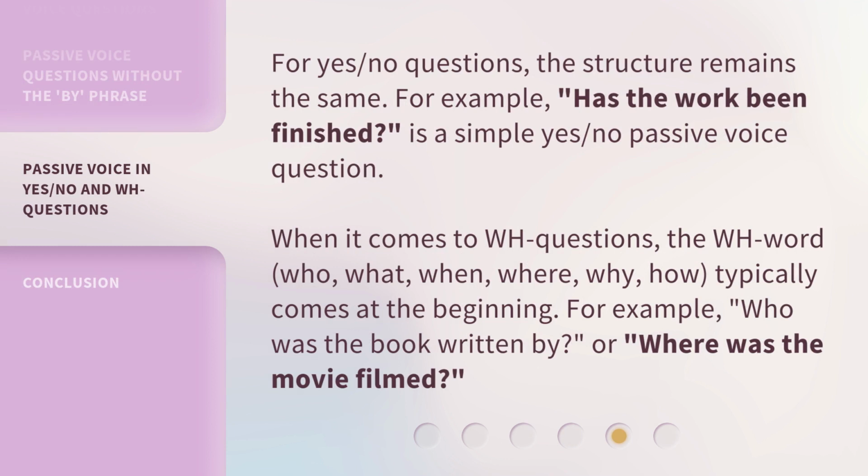For yes/no questions, the structure remains the same. For example, has the work been finished? Is a simple yes/no passive voice question. When it comes to WH questions, the WH word (who, what, when, where, why, how) typically comes at the beginning. For example, who was the book written by? Or, where was the movie filmed?